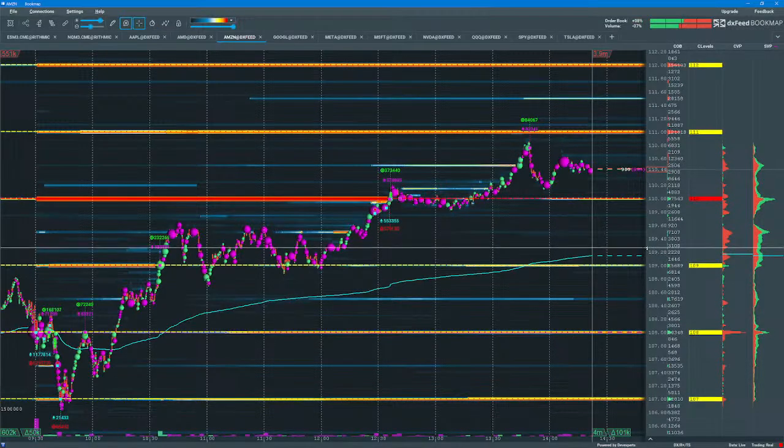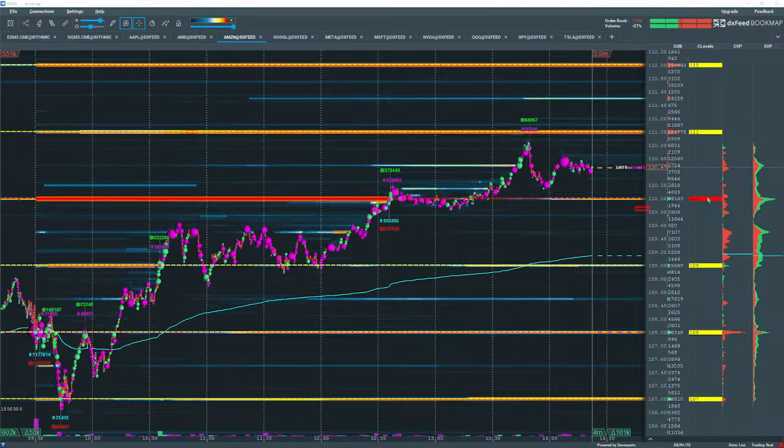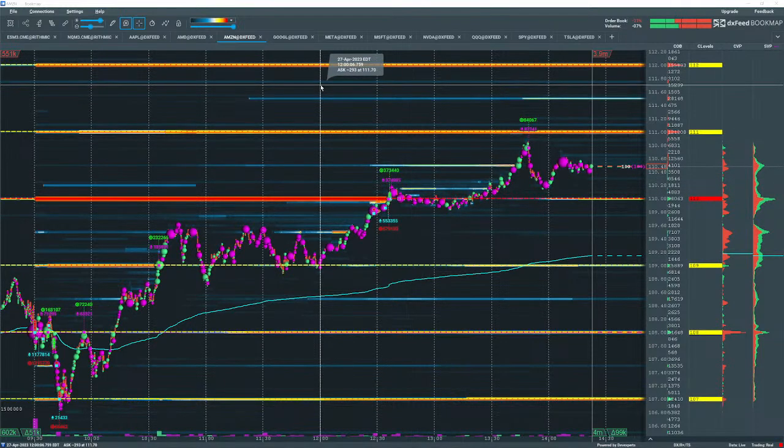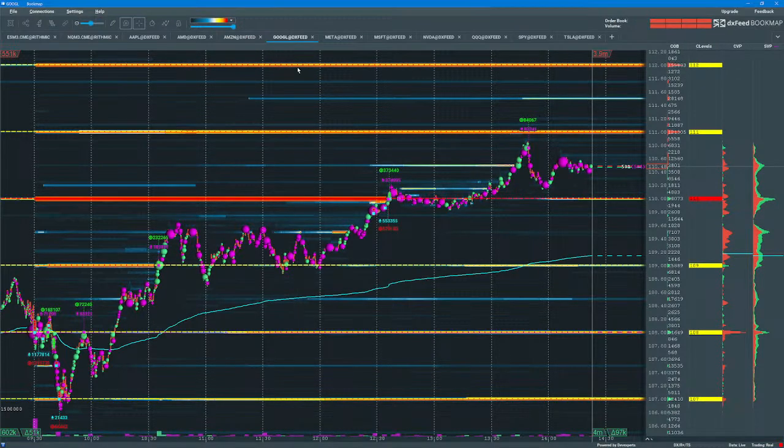And here's Amazon. And again, remember 110 is the call wall. And it looks like it did act as resistance for a while. Note the high liquidity at that level. Tends to act as a magnet for price. All right, so that's Amazon, another uptrend. Let's take a look at Google.